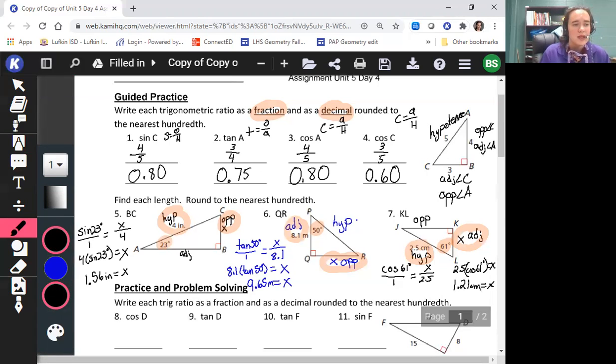Again, make sure that you are labeling your figure. Make sure that you are using that chart to figure out which trigonometric ratio you are using. Again, always circle your variable and the side that you have a number on because those are the two that you need to use.